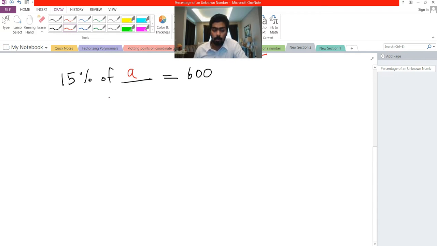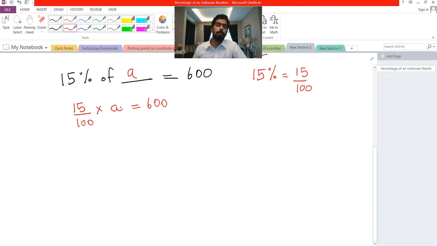Again, step number 1, we have to convert the percentage into a fraction. Now we know that 15% is equal to 15 over 100. Okay guys, so let us write that. We got 15 over 100 multiplied by A is equal to 600. Now the last question, question number 1, we did it step by step, where we first transposed the denominator and then we transposed the numerator.